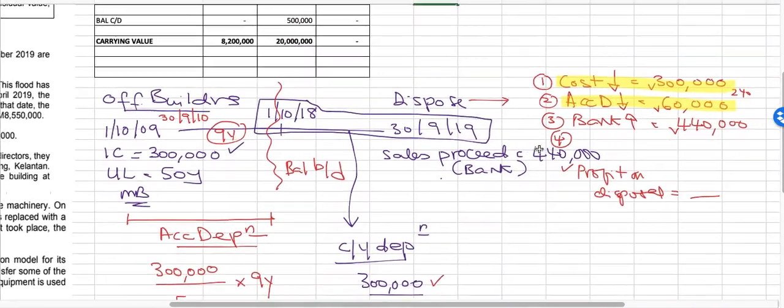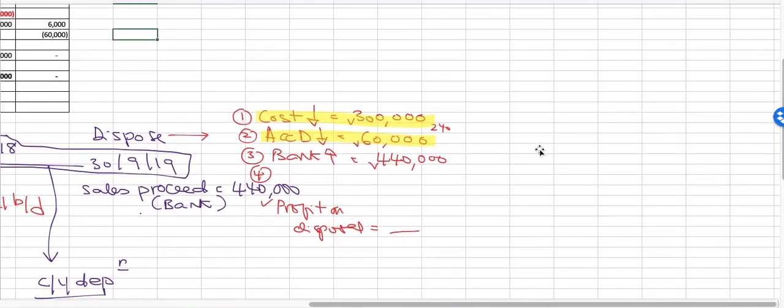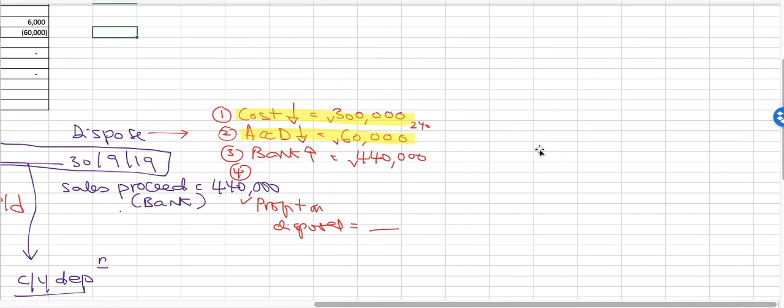Now, I hope that you still remember, if let's say the question asks for journal entry on the disposal, I will explain it to you. Okay, the question did not ask you, I just explain so that you know. So, when you reduce cost, of course, you will credit your asset lah. I put it here as PPE, 300,000. This one, if the question asks for journal entry.